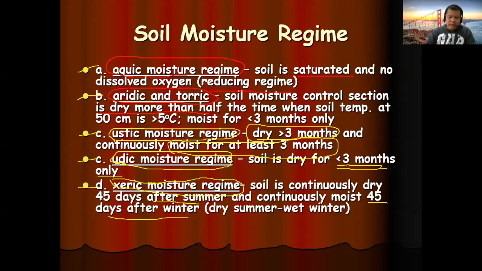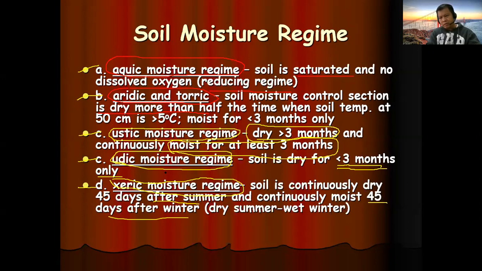We have aquic, aridic, we have ustic, udic, xeric. Well, lima lang ito. 1, 2, 3, 4, and 5. So, kung mahirapan kayo gumawa ng acronym nito, so ang gawin nyo lang, memorize the first one, then the last one, then dalawa sa gitna. Ganun ako mag-memorize. So, try to develop your own technique for memorization that you can recall easily later on.